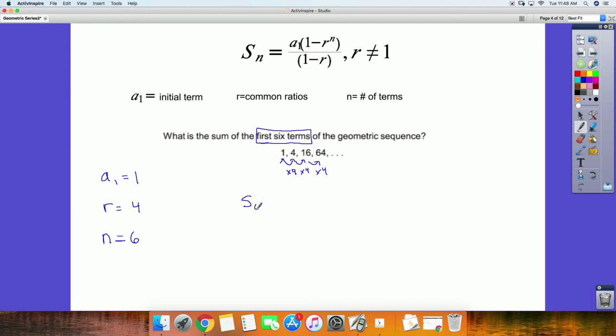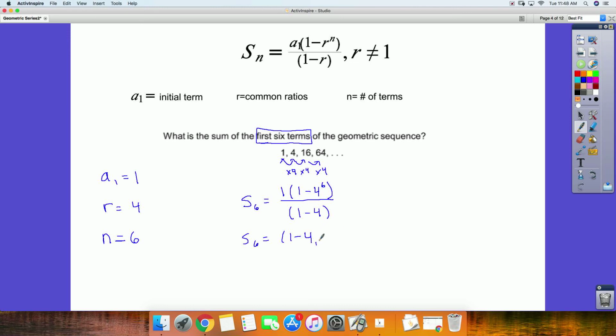So we want the sum of the first 6 terms. That's equal to the initial term times 1 minus our common ratio to the power of how many terms we want, so 6, all over 1 minus our ratio. So just like last time, we're going to do the exponent first. And since this is a times 1, we'll just ignore it. So we have 1 minus, and let's grab a calculator to find what 4 to the 6th power is.